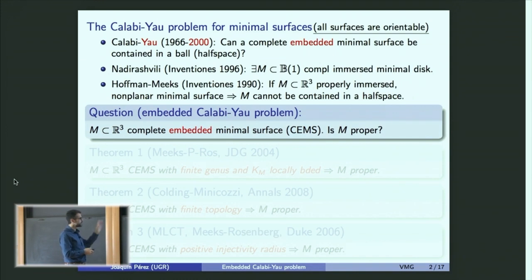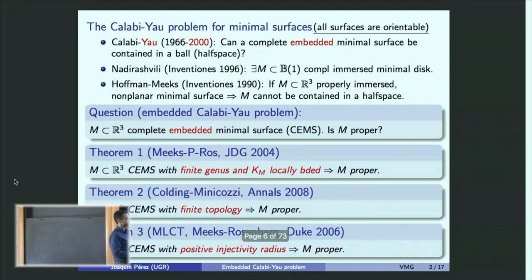Okay, so I'm going to show you now three results that you can barely see that imply properness from completeness for embedded minimal surfaces, assuming some additional assumption. The first one, proven by Bill, Antonio, and myself some years ago: we assume finite genus and also locally bounded Gaussian curvature. That's the meaning of K_m, right? Which is exactly the same as saying that the surface can be viewed as a leaf in a minimal lamination. Then it has to be proper.